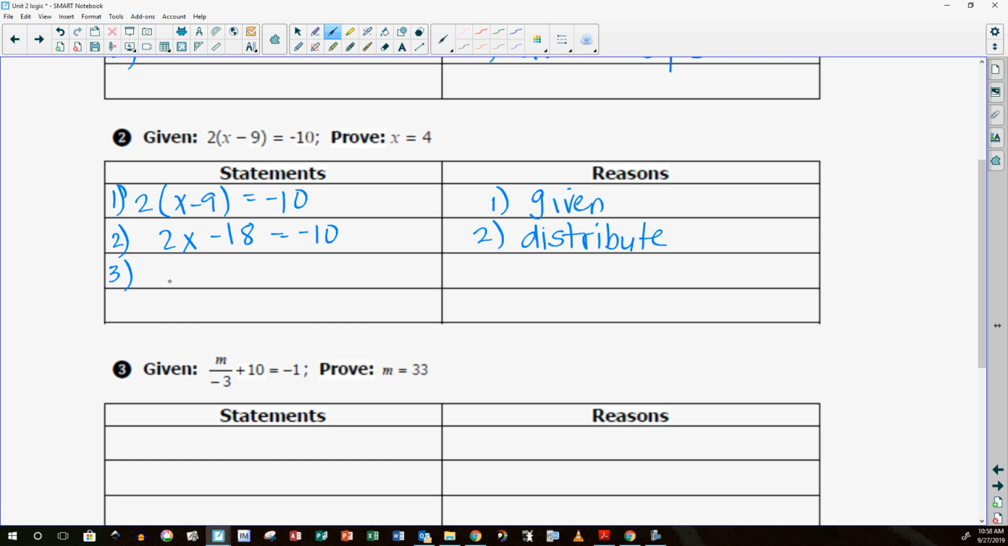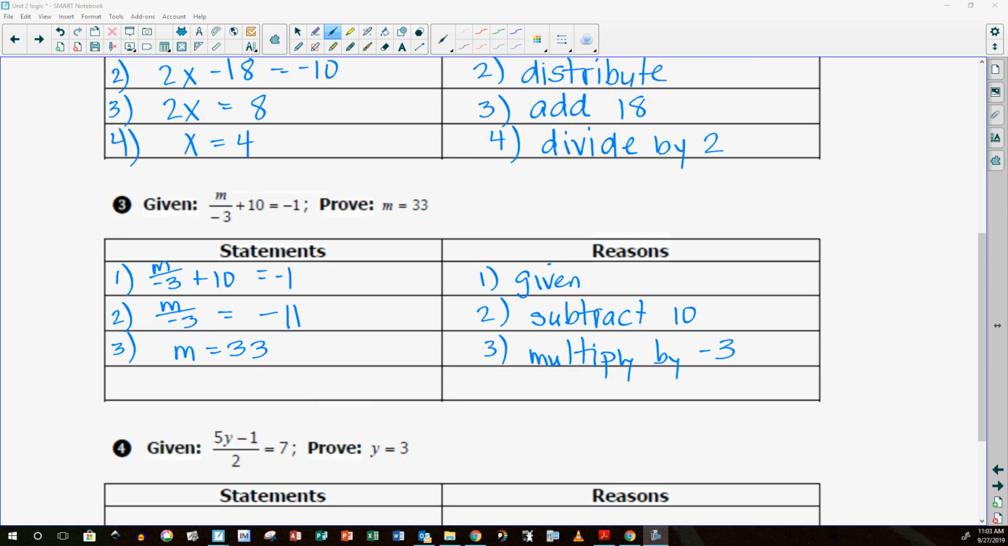Step 3, I'm going to add 18, so that's going to be 2x equals 18 minus 10 is 8. So we are using the addition property to add 18 to both sides. And then this would be x equals 4, which is what they're asking me to prove, by the division property. So there are the answers to number 3. Make sure you have them down. Fix them if you wrote them wrong.